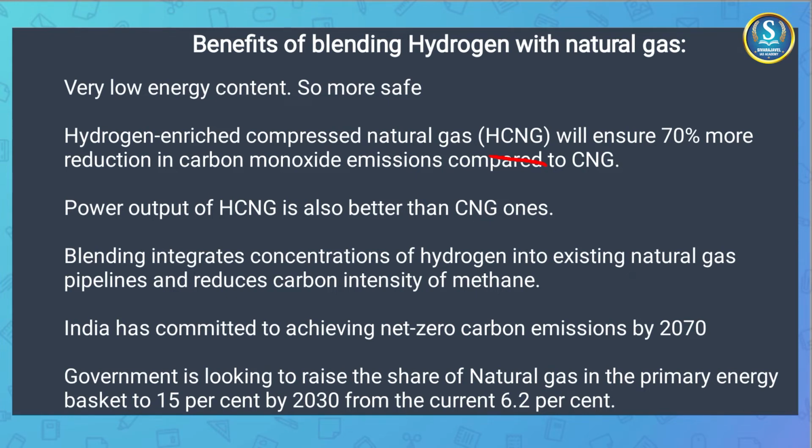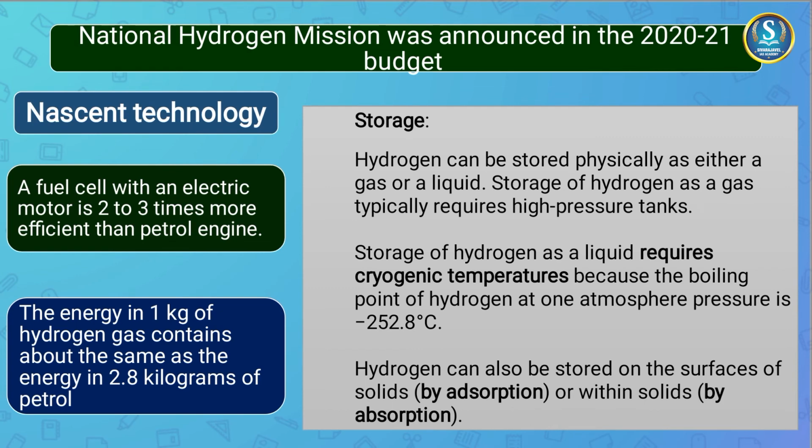And moreover, as India has committed to achieve net zero carbon emissions by 2070, I hope you know, India gave this promise in the Glasgow summit last year. So to achieve that, we have to do all such things. And moreover, the government is looking to raise the share of natural gas in the primary energy basket to 15 percentage by 2030 from the current 6.2 percentage. Now we are using natural gas only 6.2 percentage. Rest is direct petrol, diesel, kerosene and so on. Now we are trying to increase it to 15 percentage by the year 2030.